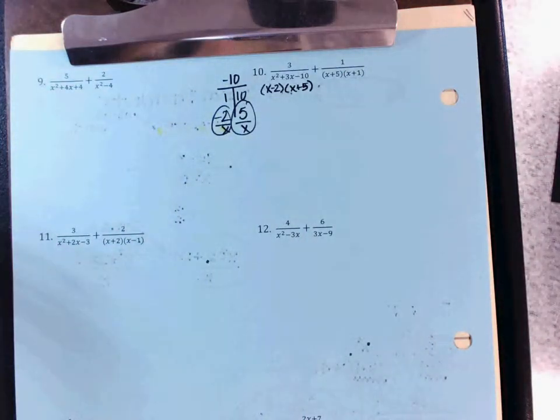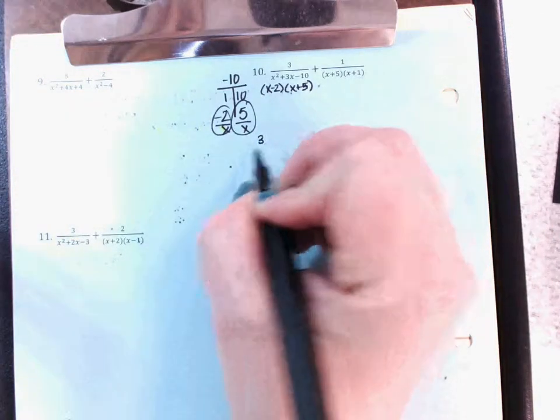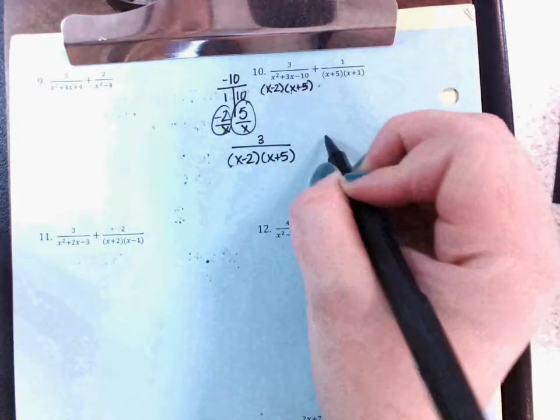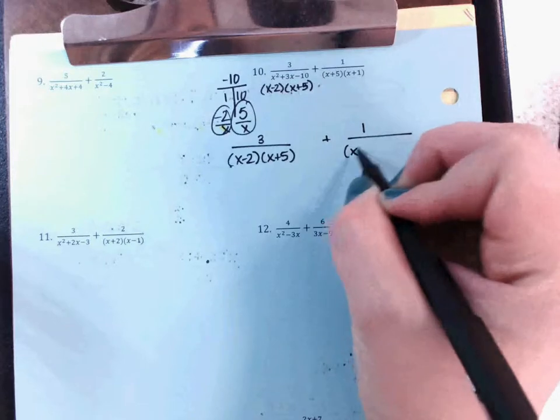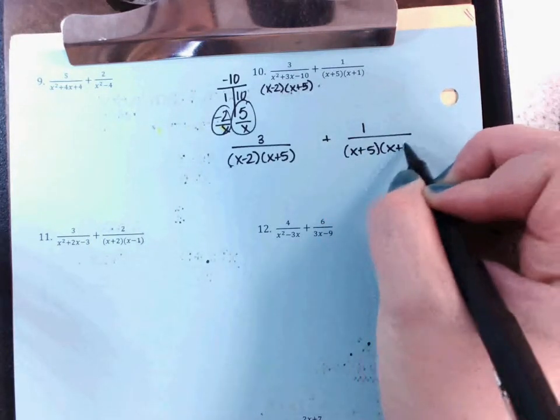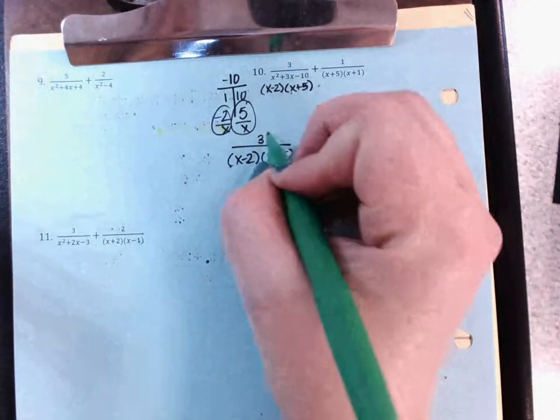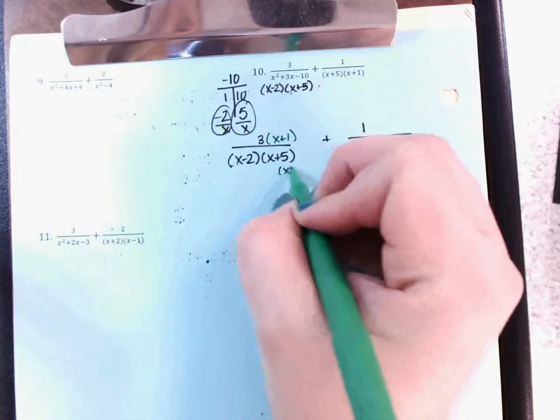So look at the bottoms. What do they both already have? Plus 5. So then I want you to write on the fractions what the other one needs. Okay, I'm going to rewrite this to make it a little bit bigger. So I have 3 over minus 2 and plus 5, and then plus 5 and plus 1. Okay, what am I putting on my first fraction? Good. What am I putting on my second fraction?